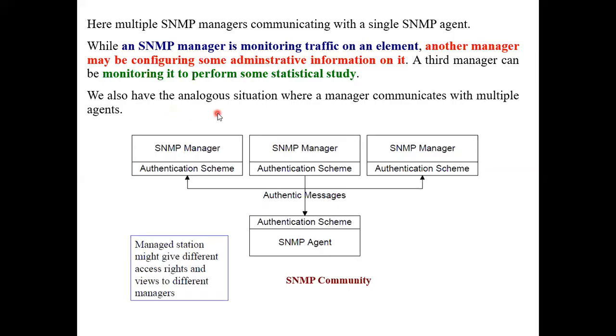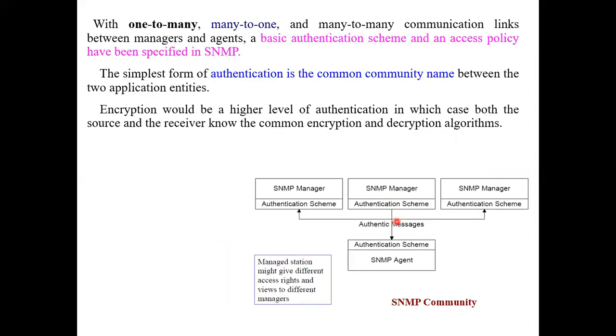So we might also have a similar situation where a manager might communicate with multiple agents also. In our organization model, we just have seen that one agent had multiple managers, but it can be the other way around also, a single manager communicating with multiple agents. So that scenario also is possible. So with one to many, many to one and many to many communication links between manager and agent, a basic authentication scheme and an access policy have been specified in the SNMP.